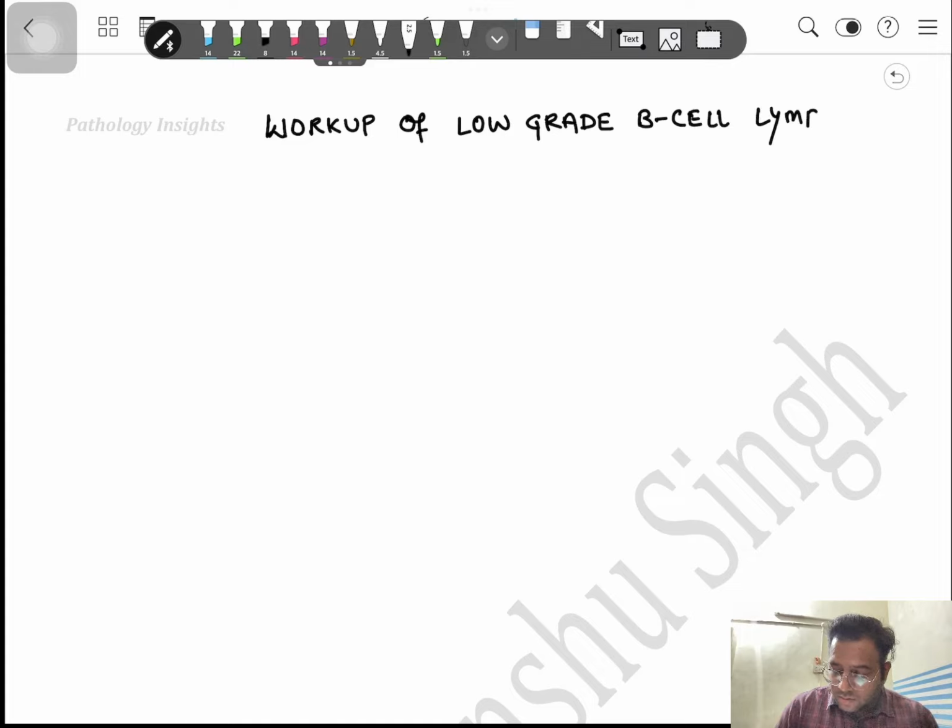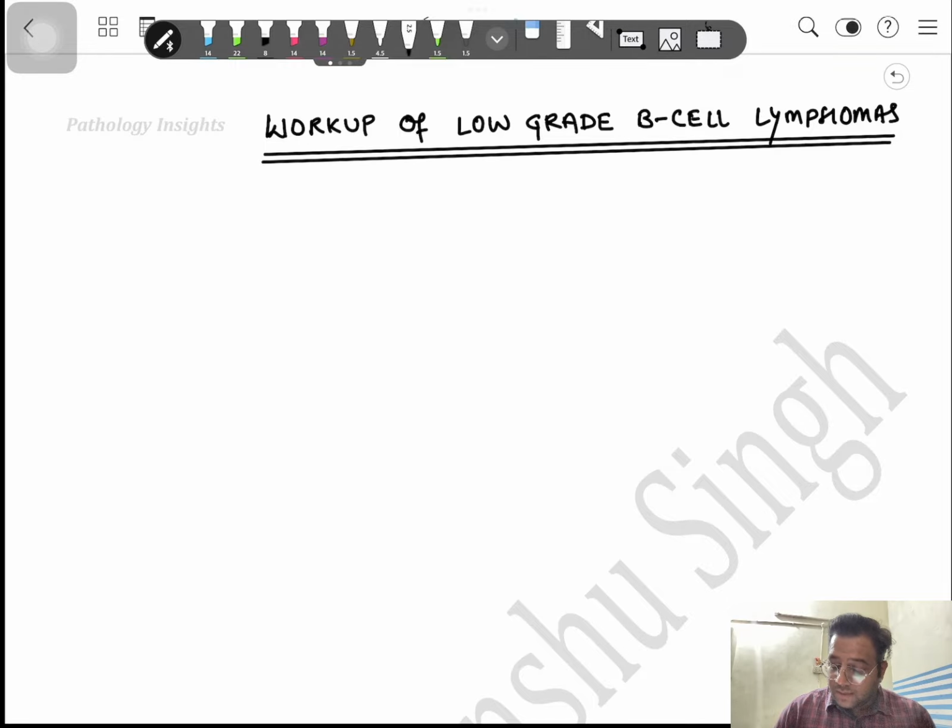Let's start with a very important topic, that is workup of low grade B cell lymphomas. This is basically a practical approach how to go to a diagnosis of a particular non-Hodgkin lymphoma.